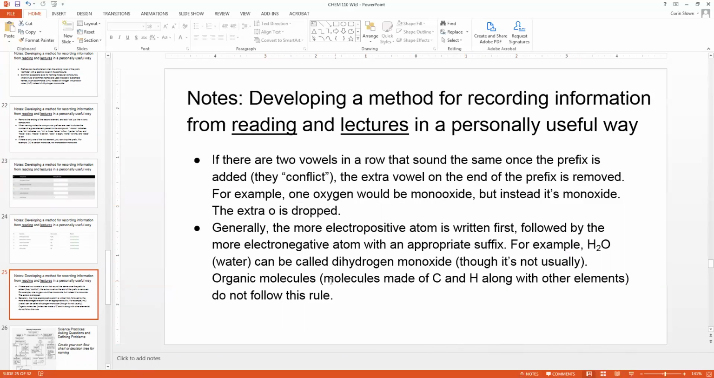So organic molecules, molecules made of carbons and hydrogens, along with other elements, do not follow this rule. You're going to learn about naming organic molecules in Chem 111. That's outside the scope of Chem 110.